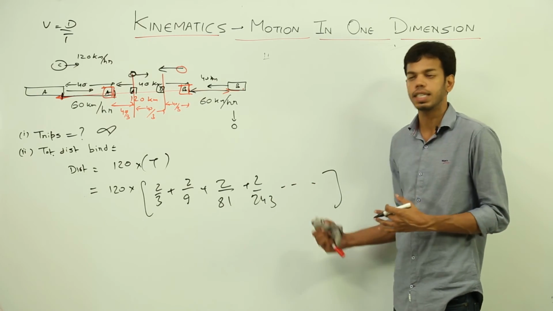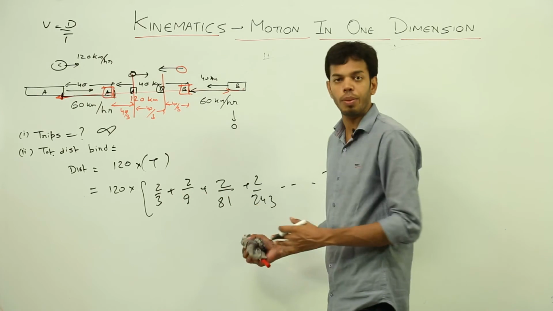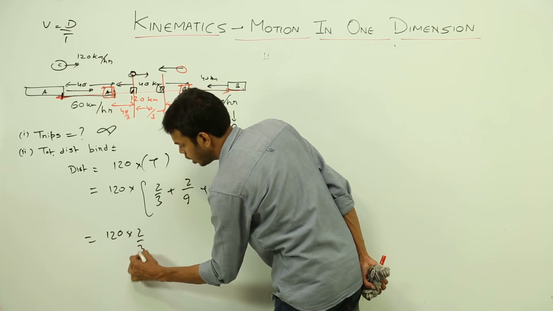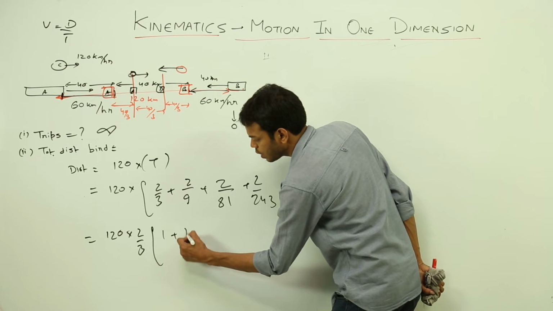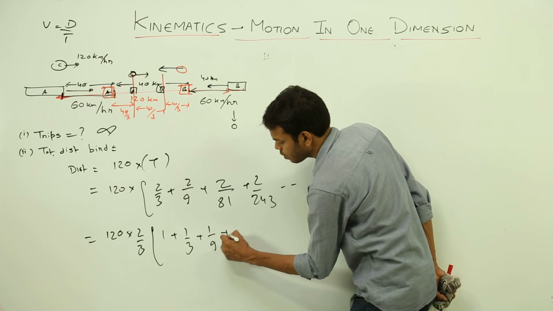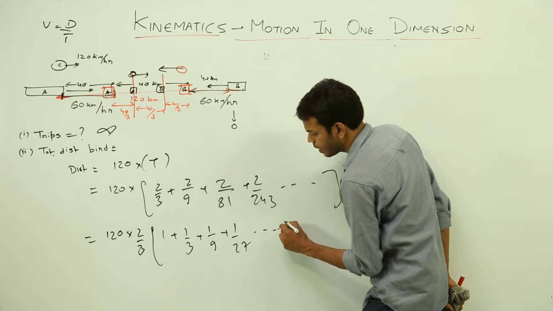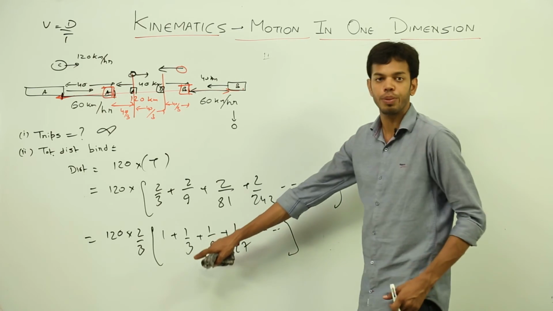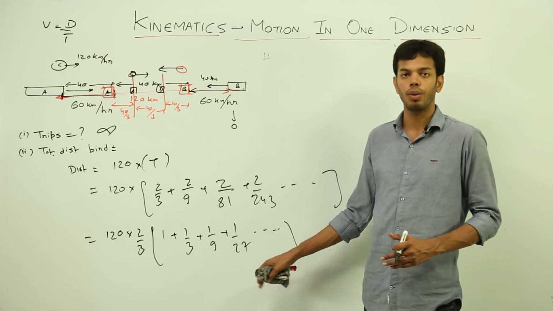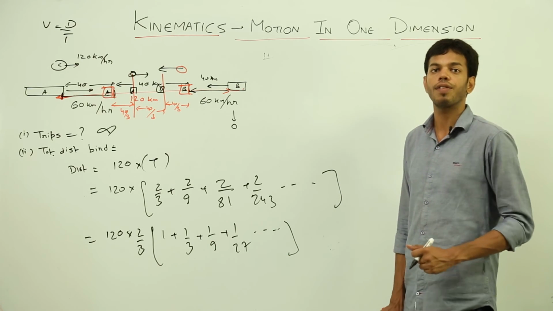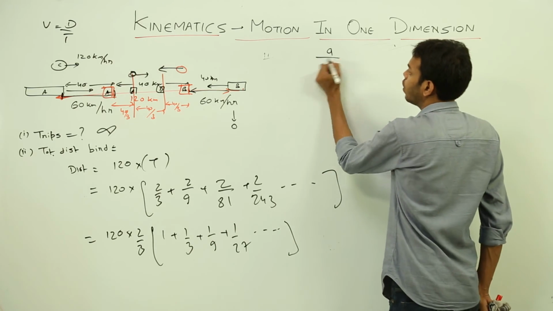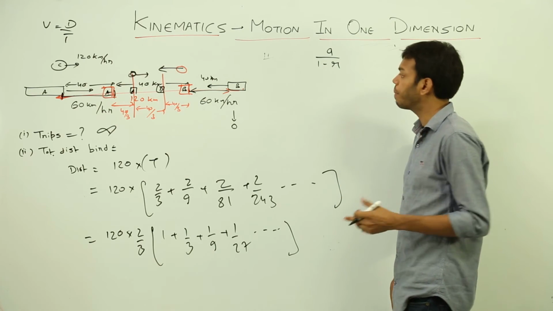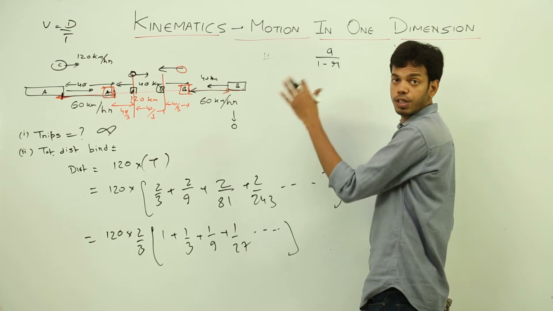We never reached the answer. So this is basically a geometric progression. If I take 2 upon 3 common out, I will be left with 1 plus 1 upon 3 plus 1 upon 9 plus 1 upon 27, and so on up to infinite terms. This is the basic geometrical progression for which you already have the formula. What is the sum of GP for infinite terms? A over 1 minus R. A is the first term, R is the common ratio. This is the sum of GP up to infinite terms.